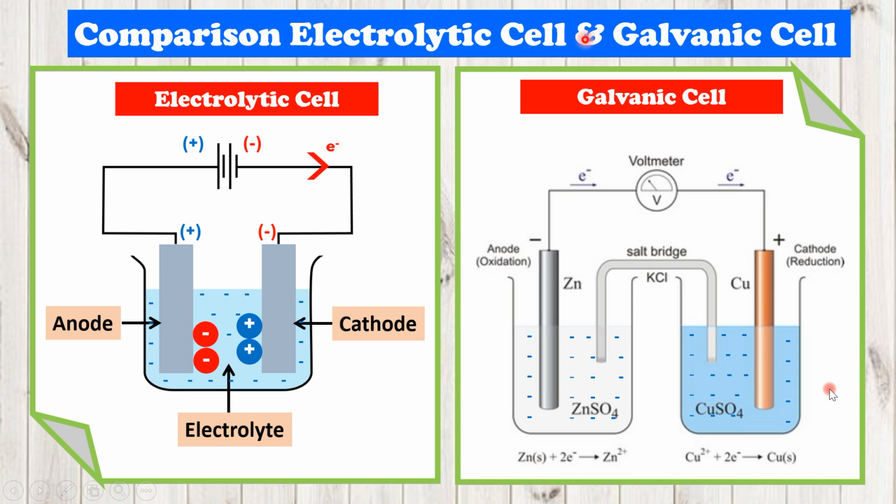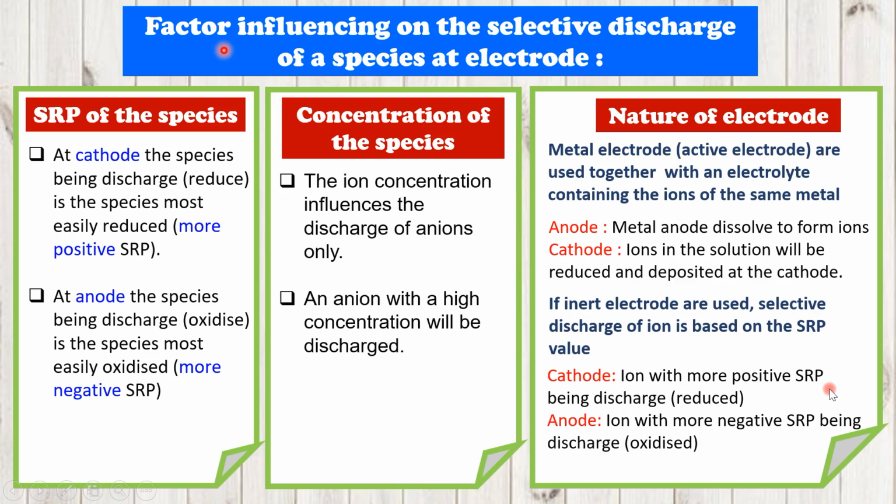Comparison between electrolytic cell and galvanic cell. In electrolytic cell, the anode is the positive terminal, whereas the cathode is the negative terminal. However, in galvanic cell, the anode is the negative terminal and the cathode is the positive terminal. In electrolytic cell, a battery is used in order for the non-spontaneous reaction to occur, whereas galvanic cell involves a spontaneous reaction.